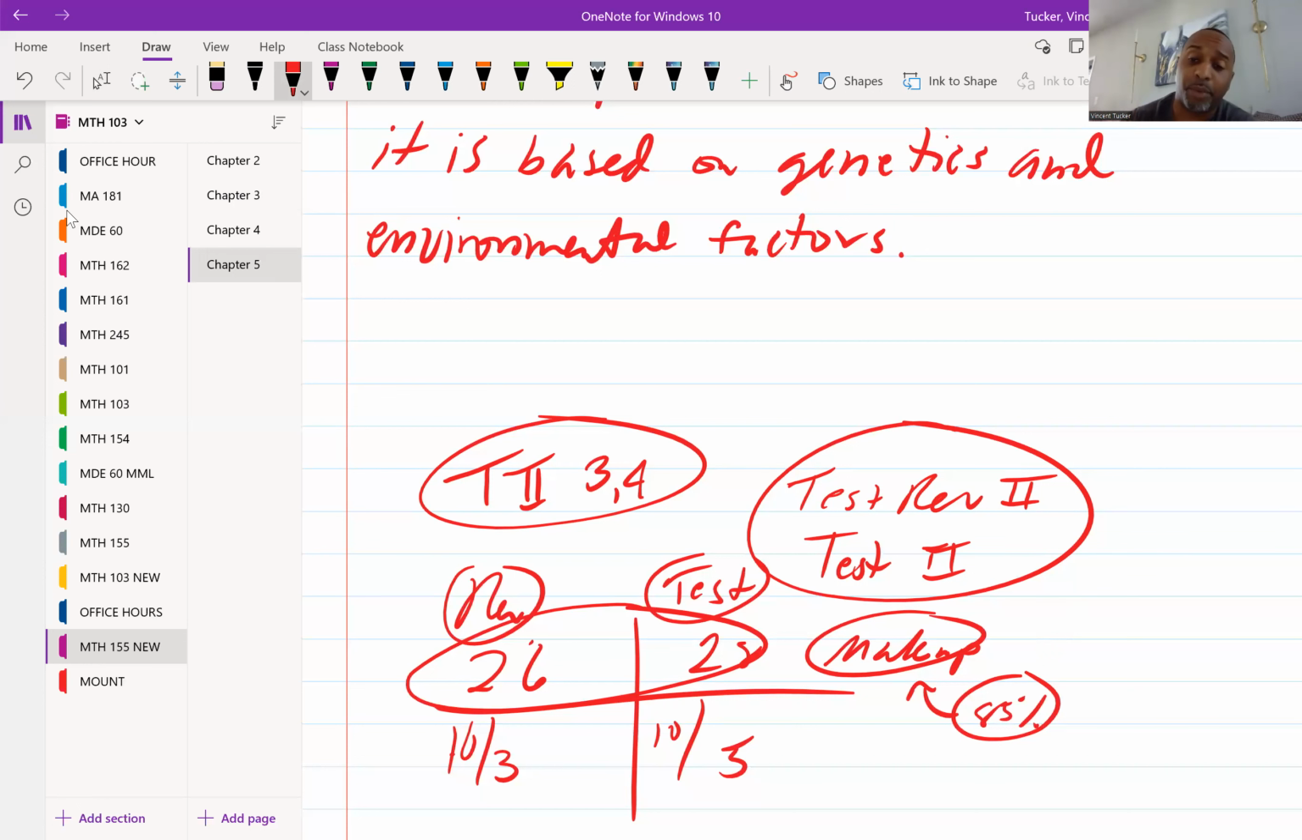Now, the good thing about the way I have the class set up is that scoring an 85 on your test does not stop you from making an A in the class. As a matter of fact, if you have an 85 average on your tests and you do all your homework, that still brings your grade up to an A. But I do have to do something along these lines in order to keep the integrity of the fact that we had a proctored test.